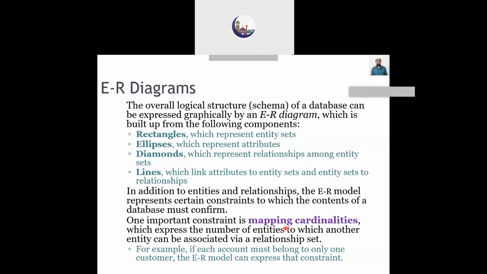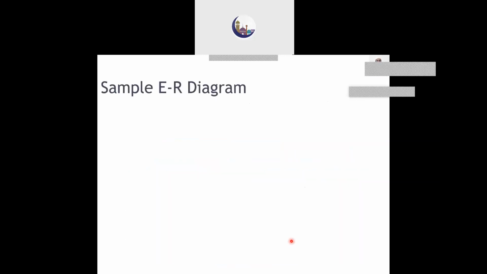There is a limitation. A student can study in one particular course. Same way, a student is studying a particular subject, in a particular classroom. So when I want to say that a student is studying in a particular classroom, there is a limitation that up to 60 students can study in one given classroom. All those conditions are called mapping cardinalities. So mapping cardinalities express the number of entities to which another entity can be associated via a relationship set.